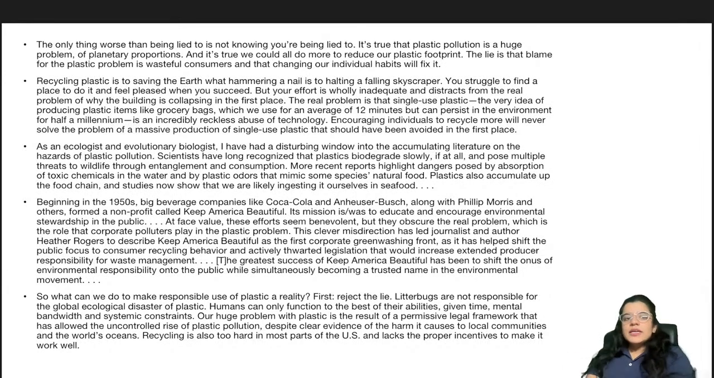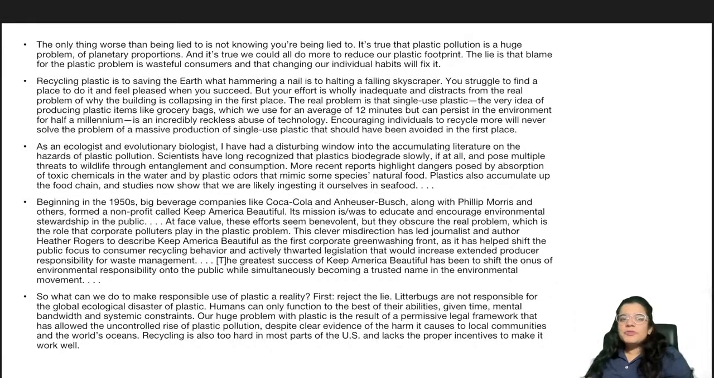Third paragraph pe aao, he says that as an ecologist and evolutionary biologist, I have had a disturbing window into the accumulating literature on the hazards of plastic pollution. Scientists have long recognized that plastics biodegrade slowly, if at all, and pose multiple threats to wildlife through entanglement and consumption. More recent reports highlight dangers posed by absorption of toxic chemicals in the water and by plastic odors that mimic some species' natural food. Mimic karna yani copy karna. Plastics also accumulate up the food chain, and studies now show that we are likely ingesting it ourselves in seafood.